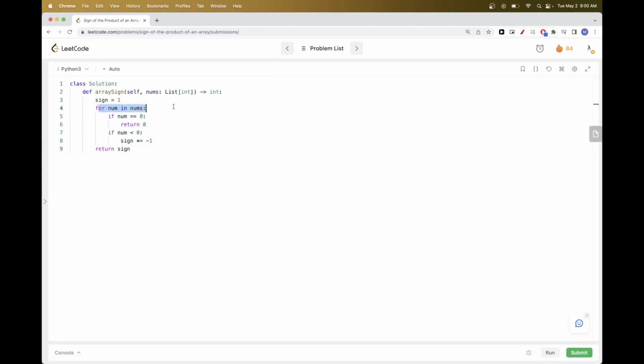Now, in terms of time complexity, this is O of n time, right? We are just doing one loop, so O of n time. And then O of 1 space. Yeah, and that's pretty much it for this problem.